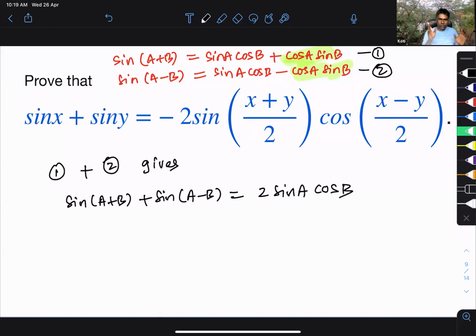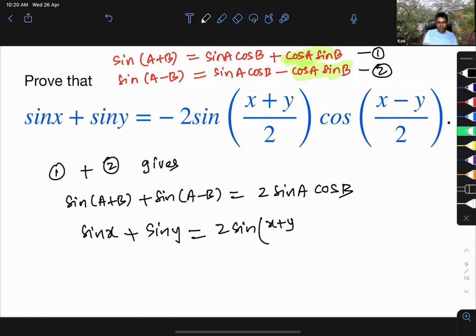And again, if you go back, we substituted x for a plus b and y for a minus b. So the left hand side becomes sine x plus sine y. And then 2a becomes x plus y by 2, so that is sine of x plus y by 2. And b becomes x minus y by 2, so cos of x minus y by 2. So this is the identity.